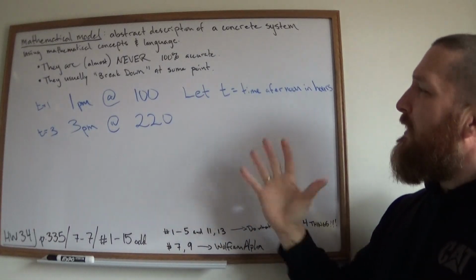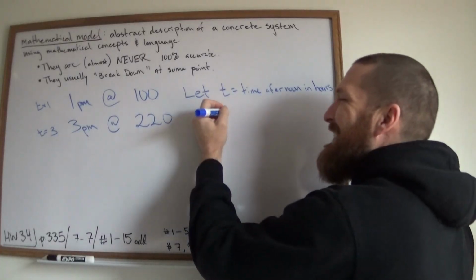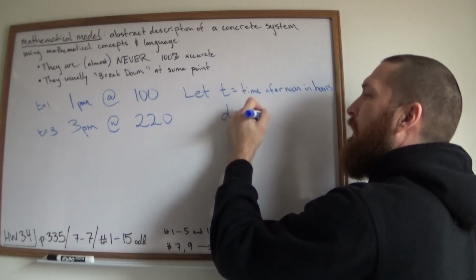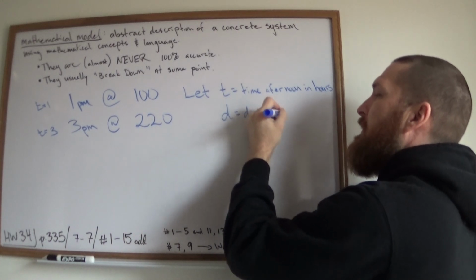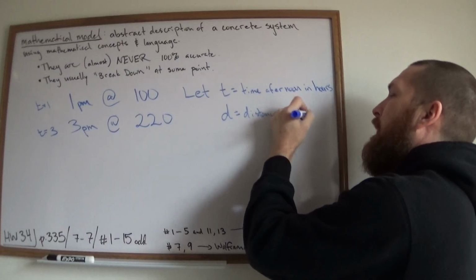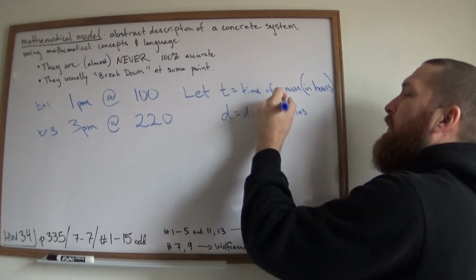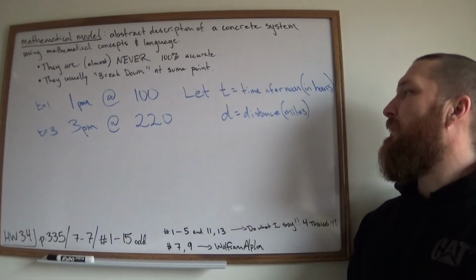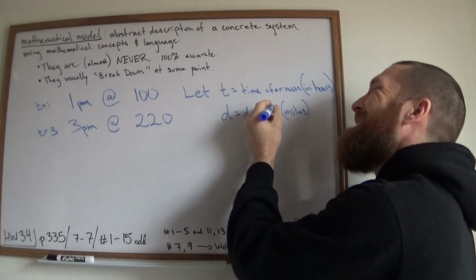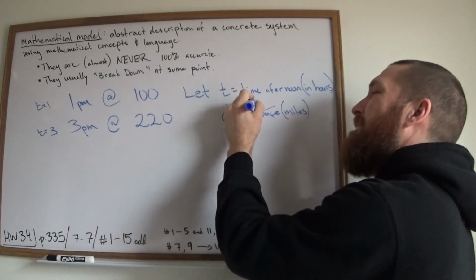Now I'm also going to say, let d equal distance in miles. I usually put little parentheses around the actual units. Distance in miles. Or we shouldn't actually say distance, it should be position.